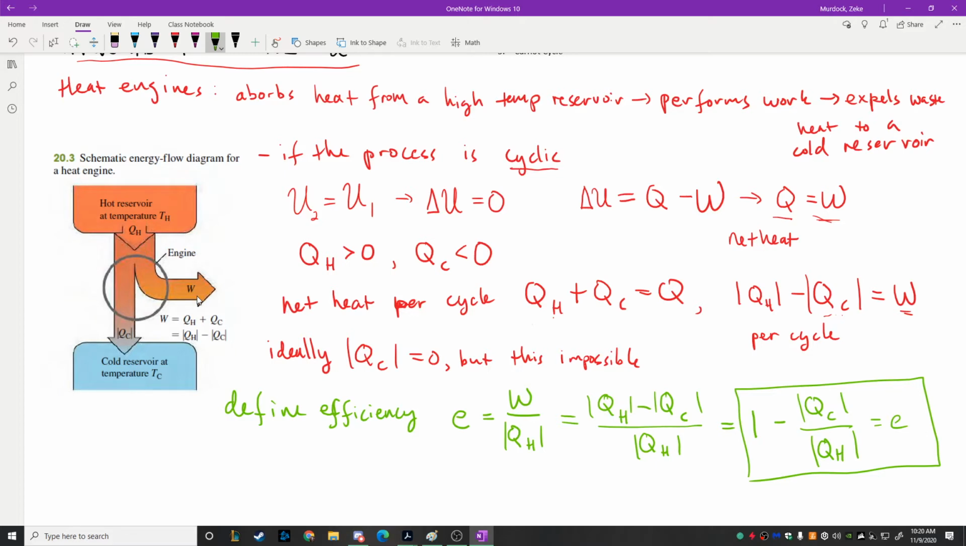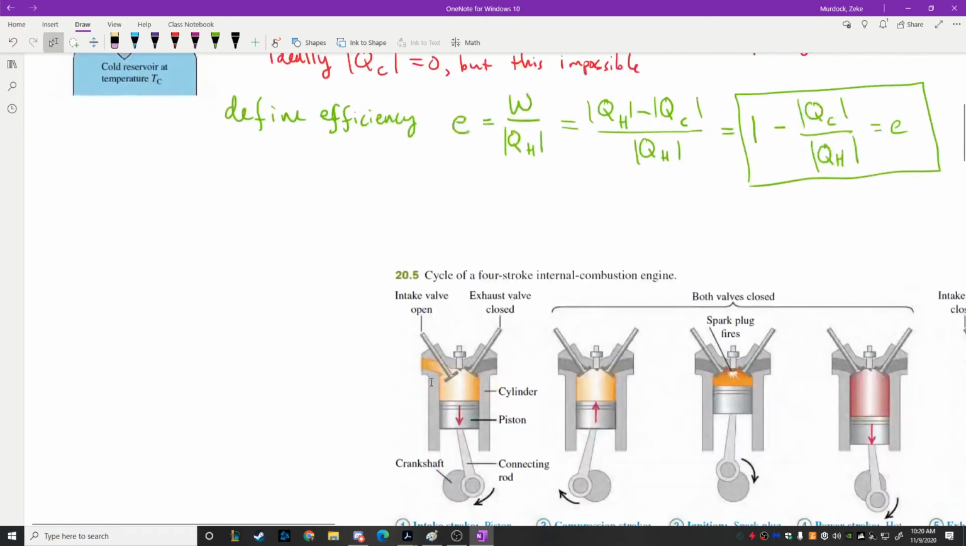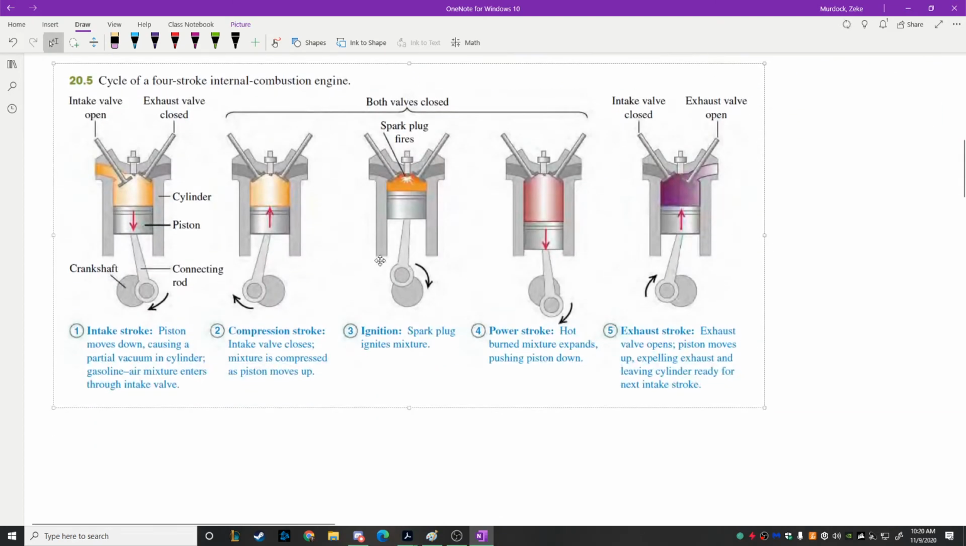Okay, anyone have any questions? So we defined efficiency, and we're going to apply this heat engine to an internal combustion engine, and then we're going to apply it to a refrigerator. So let's look at the internal combustion engine first. That's this picture right here. It's a really big picture.